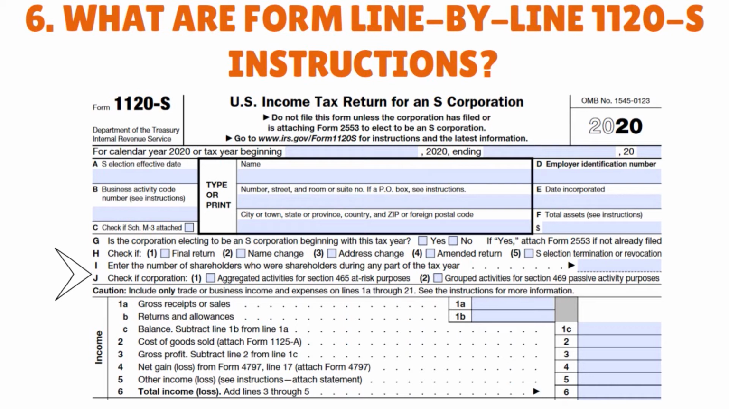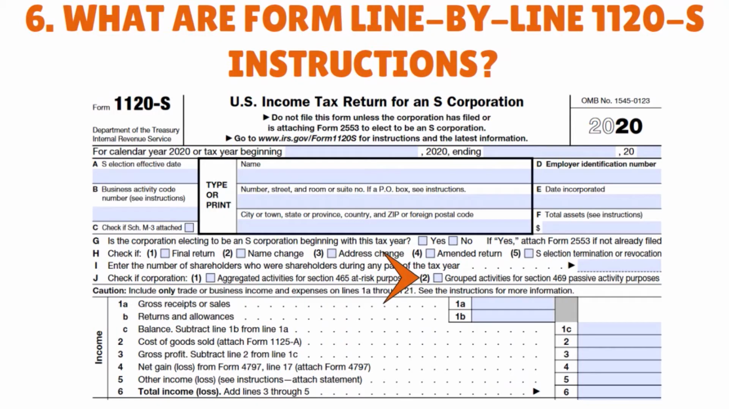Now, remember that if you have S election termination or revocation, you may need to attach an explanatory note to the return. And J, you need to check if this is corporation aggregated activities for Section 465 at risk purposes, or grouped activities for Section 469 passive activity purposes. If you want us to elaborate on those two sections, please comment below. We'll be very happy to do that.